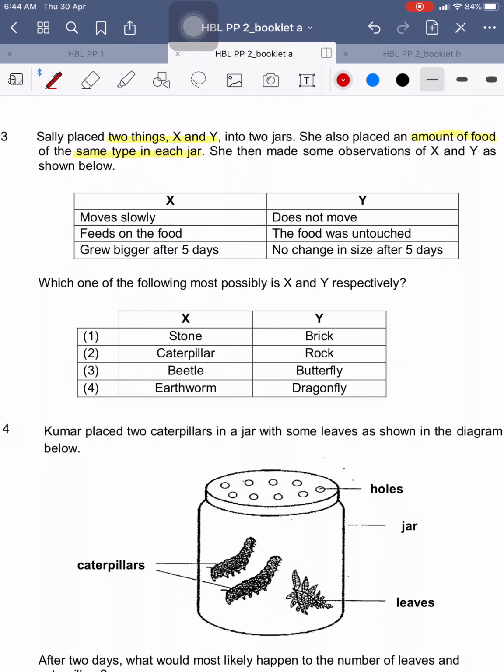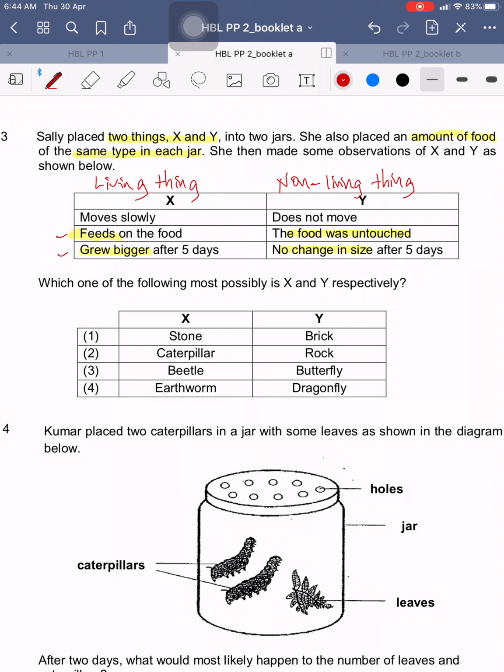So for X, it moves slowly, it feeds on the food, and it grew bigger. Now from this point and this point, we know that X is a living thing. Now looking at Y, it does not move, the food was untouched. So that means it isn't feeding, and there's no change in size, that means it's not growing. So we can say that it is a non-living thing.